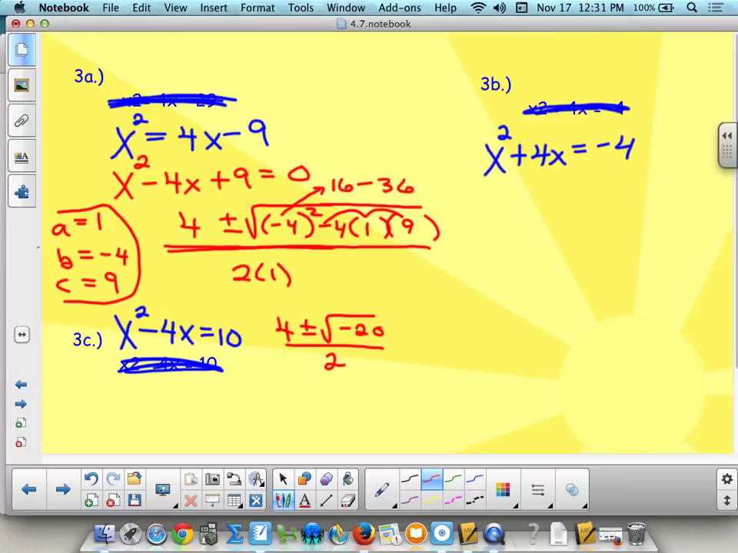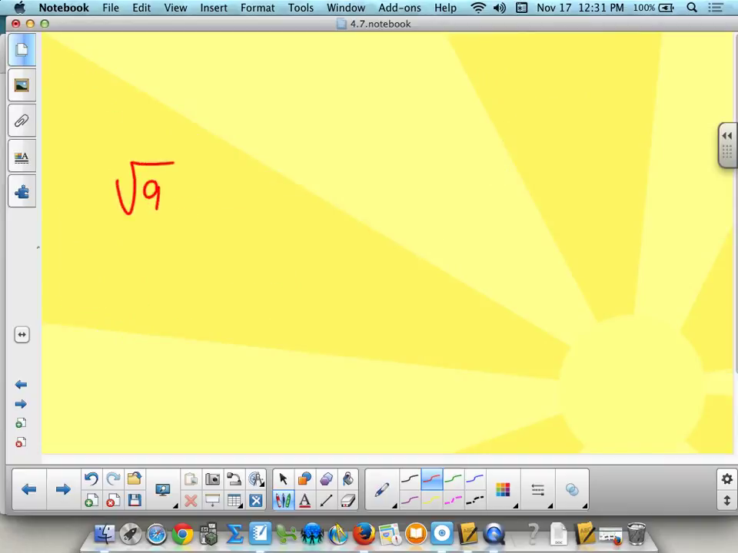Okay. So now what are you going to do? There's no solution because you can't find the square root of a negative number. Is he right? Because, look. Square root of 9, everybody knows square root of 9 is 3. How come? Because 3 times 3 is 9. Or -3, because -3 times -3 is 9, right?